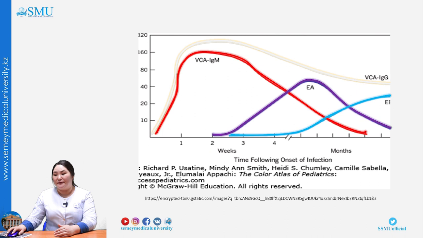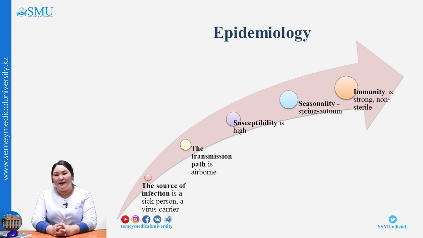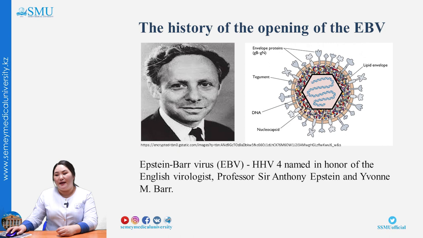What about the epidemiology? This is a clear anthroponotic infection. It means the source of infection is only a sick person to a healthy person. And the main transmission way is airborne. The disease has specific seasonality, mostly the spring-autumn period, and the immunity after illness is strong but non-sterile. What about the history of this infectious disease? The Epstein-Barr virus is from the fourth group of the herpesviridae family, and it is named after English virologist Professor Sir Anthony Epstein, and Yvonne Barr.